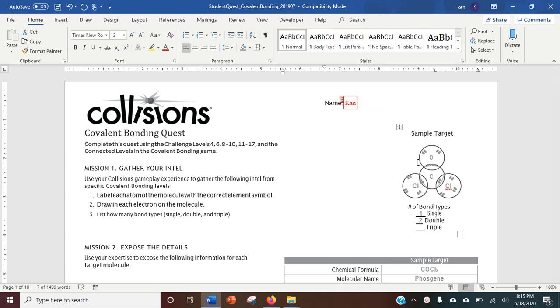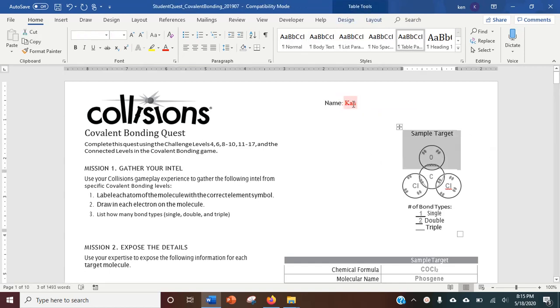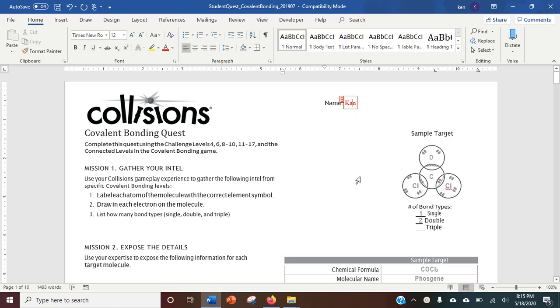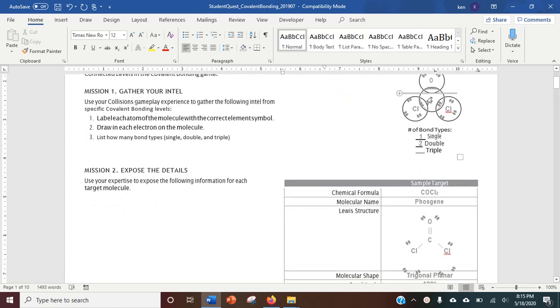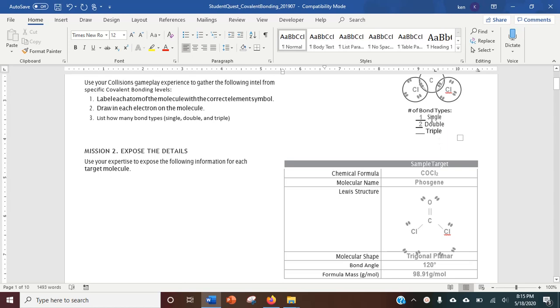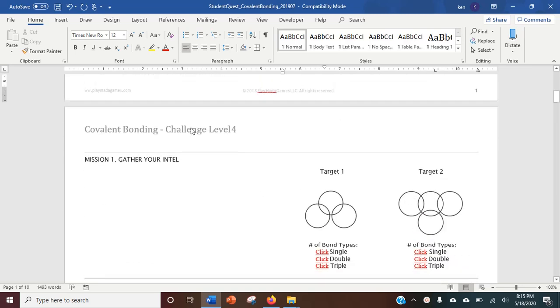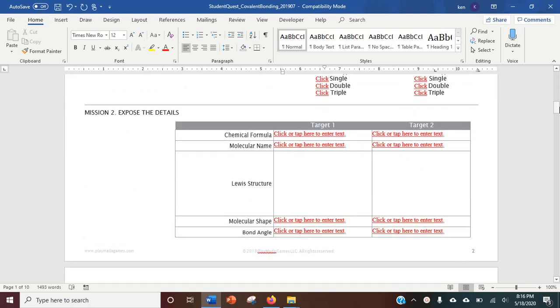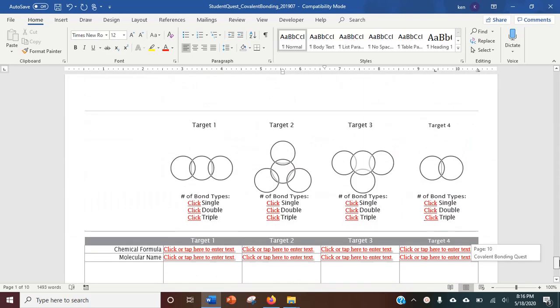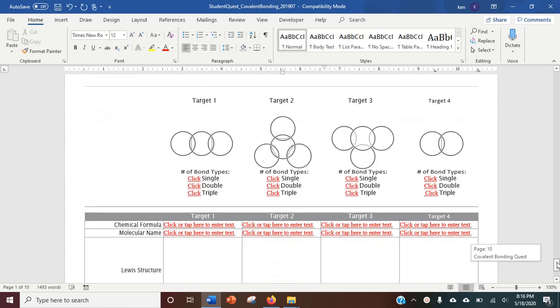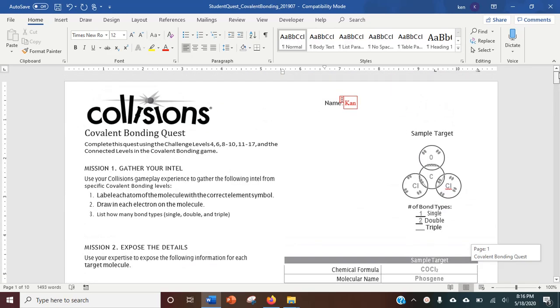So name, write your name. Again, if you need to edit, just click it and you can edit your response. Here's an example of how to do it. You're going to write the number of bonds, the chemical formula, the name, the Lewis dot structure, you're going to draw it, the shape, the angle, and the formula mass. You do the levels until you reach level 4. That's when you can start filling these things in. This lab goes up to level 15 or 14. So you don't need to do all 17 levels.